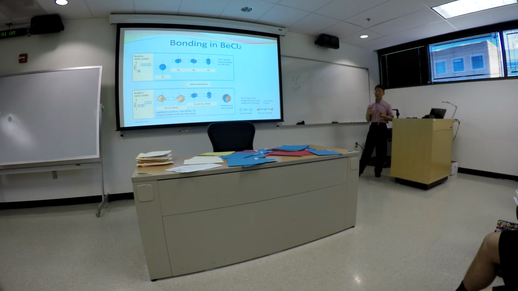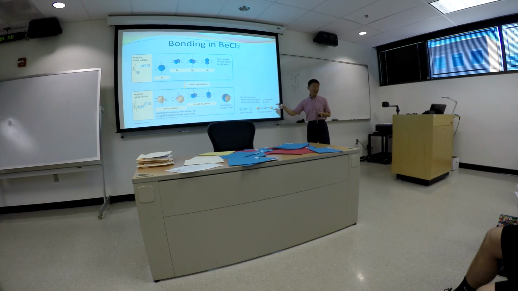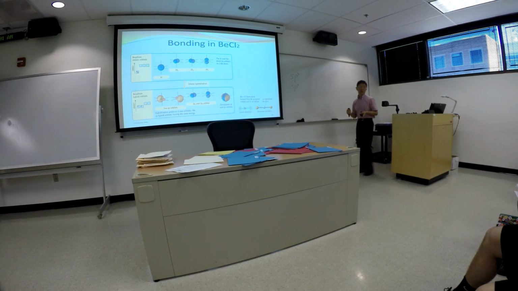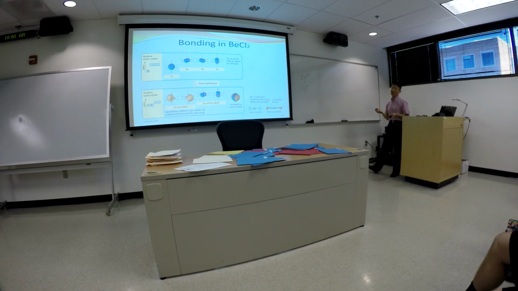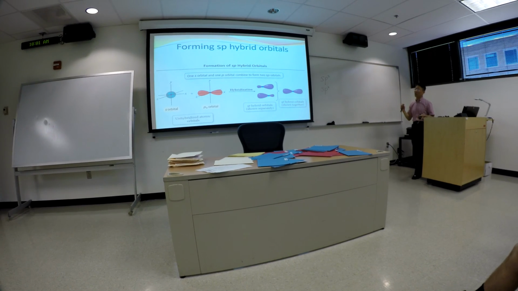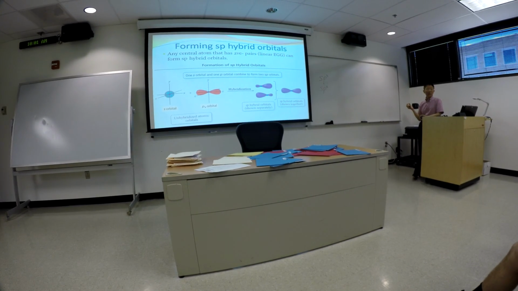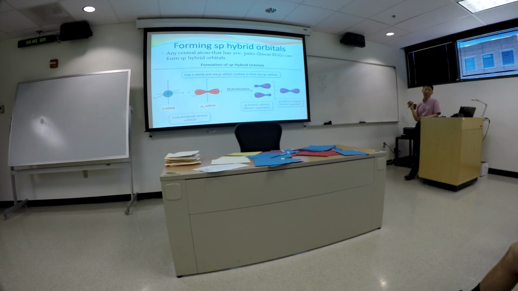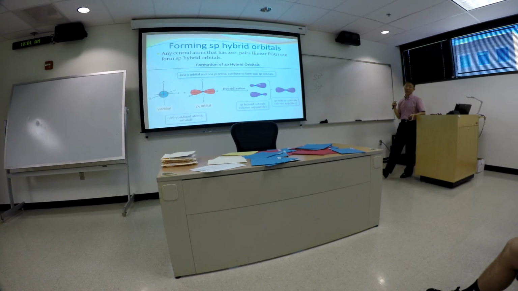Put 1 electron in each. And then in that case, you end up with what we call the sp hybridization. You take one of the 3 p orbitals, mix it with the s orbital, you end up with the sp hybridization. So in this case, for the formation of sp hybrid orbitals, any central atom that has a linear electron group geometry can form sp hybrid orbitals.